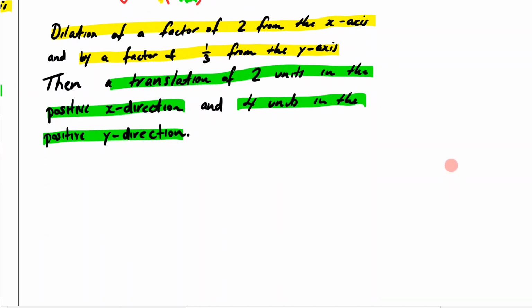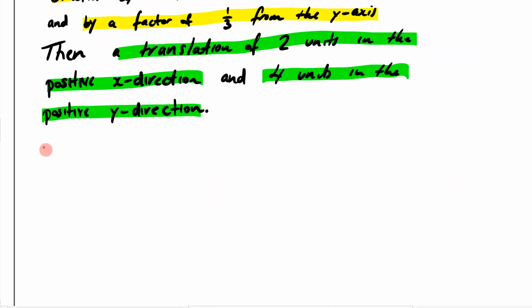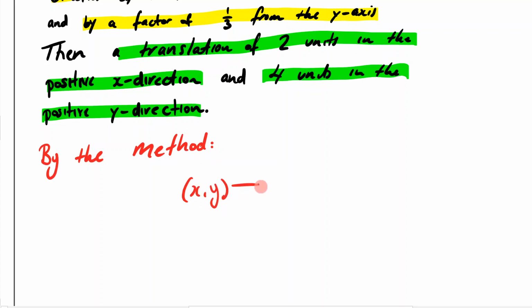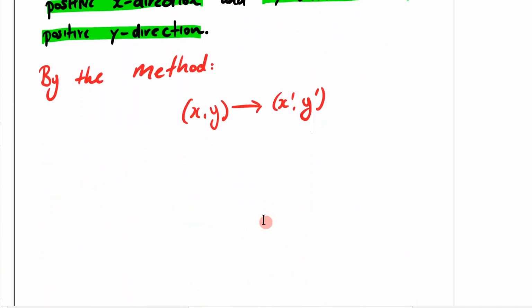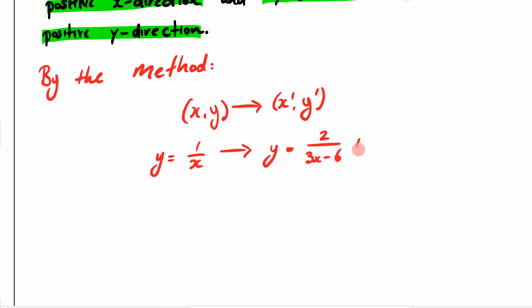The other way to approach this is to do it by the method, which is going to take some time. But let's go through it. So if we were to do this by the method, remember the way I like to begin these is by saying we start with a point x, y. We're then going to a new point x dash, y dash. We know that our original point lies on the graph y is equal to 1 on x, and it's going to the graph y is equal to 2 over 3x minus 6 plus 4.